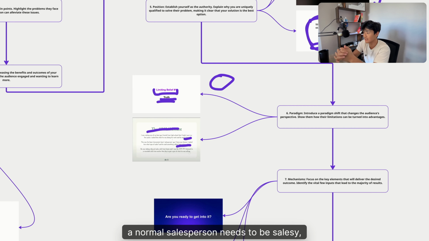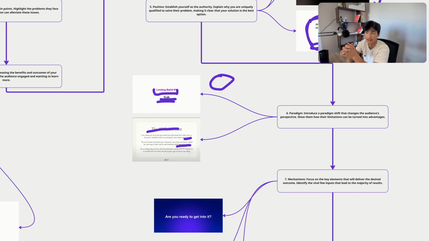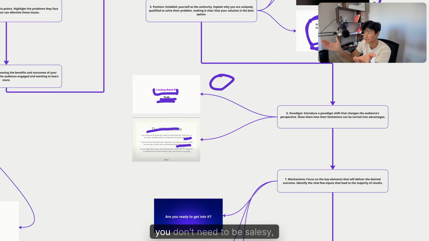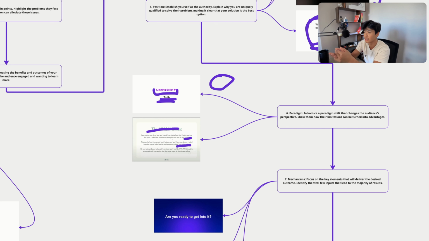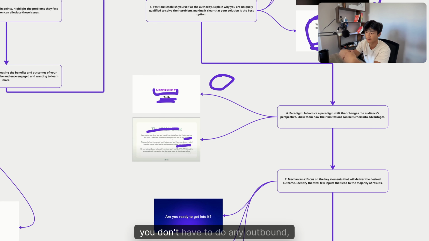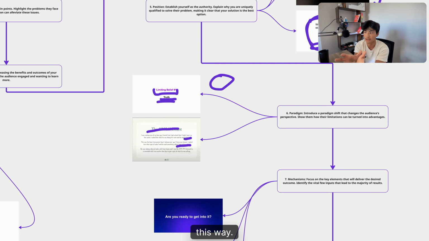They need to take cold outbound calls. They need to knock doors. They need to talk to people that don't want to talk to them. But she talks about how she learned about high ticket sales and how that is completely different. How you don't need to be salesy. How you can be doing all that from a laptop from anywhere in the world. How leads are coming to you. You don't have to do any outbound, and how high commissions you get from basically talking just over on Zoom. And yeah, she just breaks the limiting belief of thinking that sales is this way, when in reality it's this way, all rainbow and sunshine. And yeah, I hope that makes sense.